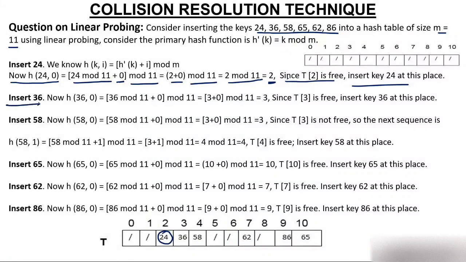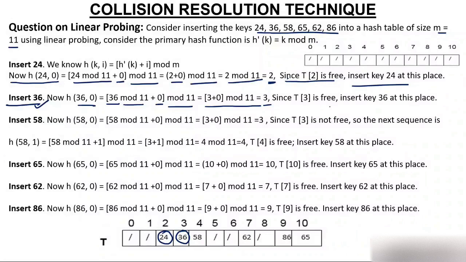Now you have 36. So h(36, 0), because first of all you start from i value 0. So 36 mod 11 plus 0 mod 11, then 3 plus 0 mod 11 is equal to 3. So at the third place you will insert 36. Is the third place free? Yes, the third place is still free. You will put 36 over here.